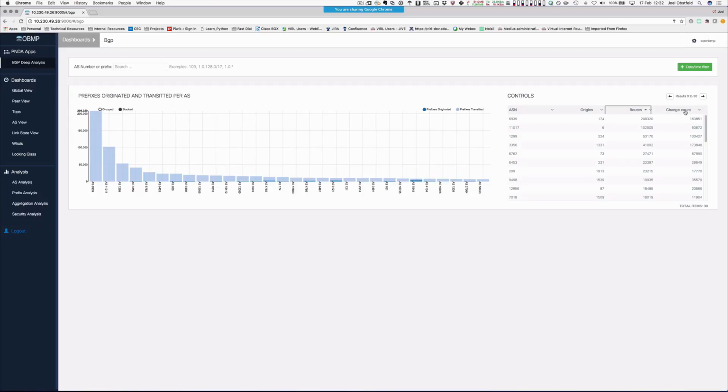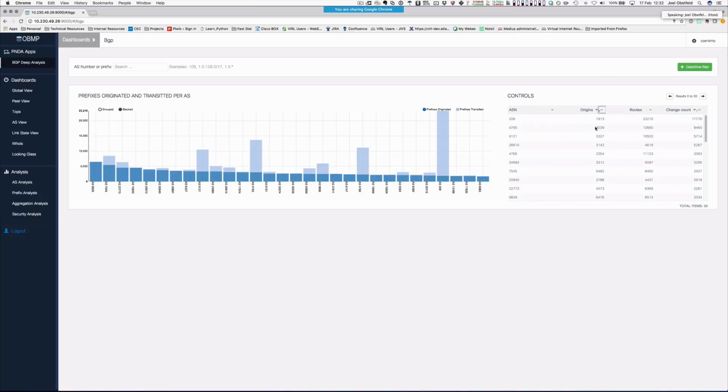But we also have an ability to look at the fluctuations that are occurring. So we're actually counting the changes that we see in the BGP paths to understand the relative stability.